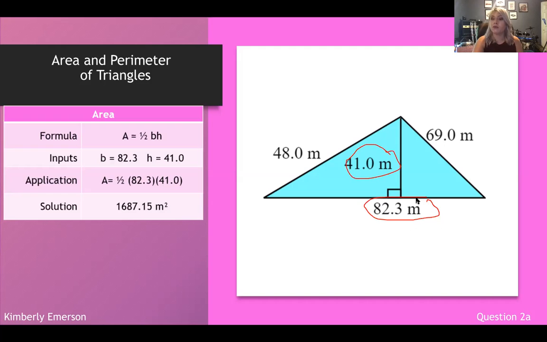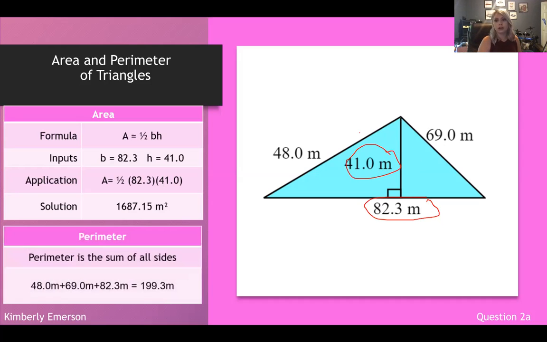The reason why we get meters square is because we technically have 1 meter for our 82.3 for our base, and we technically have another meter for our height, our 41. And so when we're multiplying meters, we will actually get meters square. So it's pretty simple.